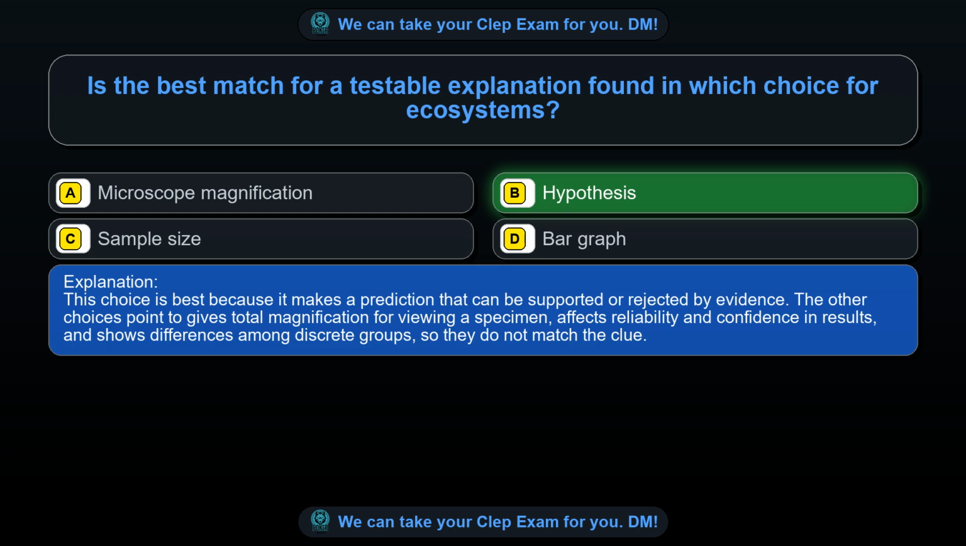This choice is best because it makes a prediction that can be supported or rejected by evidence. The other choices point to what gives total magnification for viewing a specimen, what affects reliability and confidence in results, and what shows differences among discrete groups, so they do not match the clue.